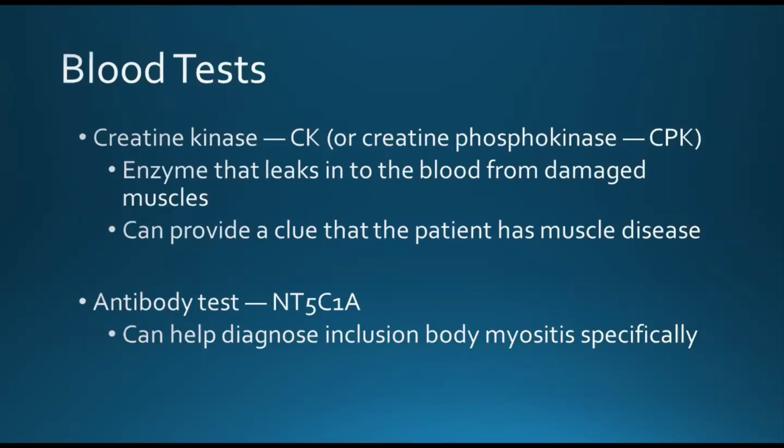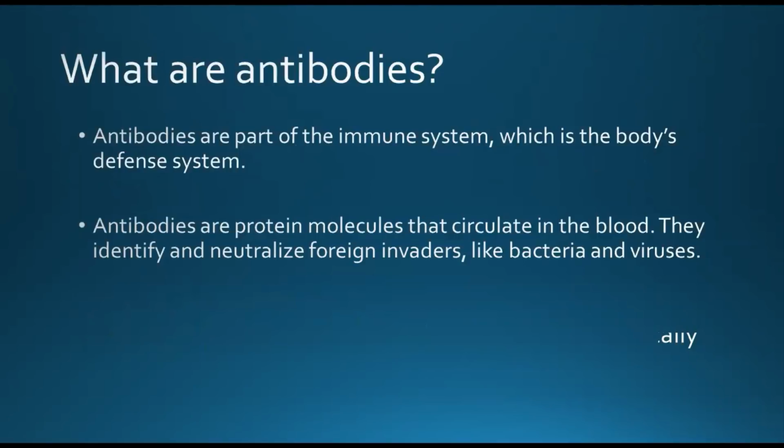The antibody test, on the other hand, is specific for IBM pretty much. A positive antibody test can say, not only do you have a muscle disease, but you have IBM. Before we get into the details of this antibody, I'd like to talk about antibodies in general. Antibodies are part of the immune system, and the immune system is basically our body's defense system.